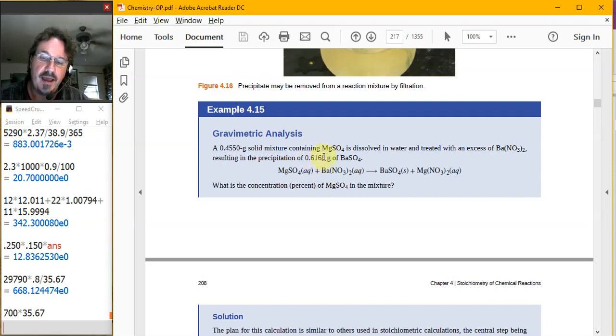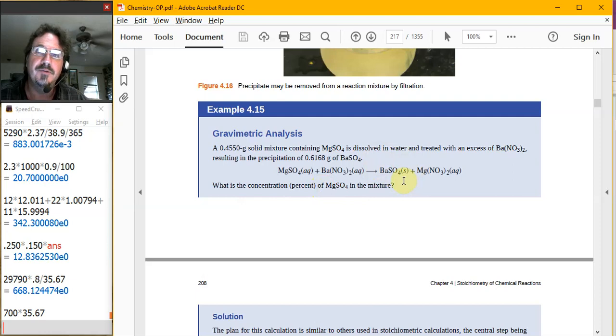So notice, I had this dissolved, which is included magnesium sulfate, aqueous, it's dissolved. I added aqueous barium nitrate, so there it is, aqueous. When I did the metathesis reaction, swapping the positive and negatives, I got barium sulfate, which is a solid.